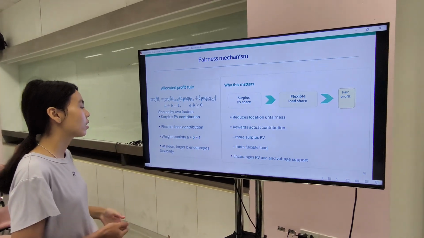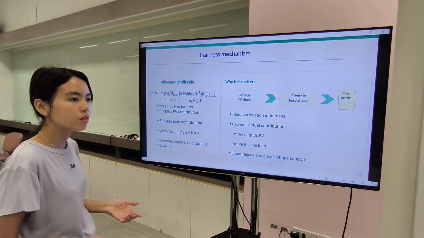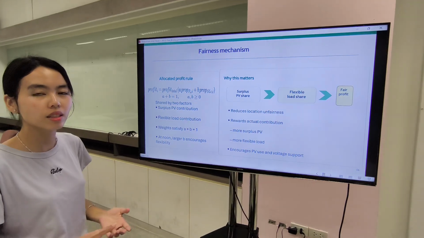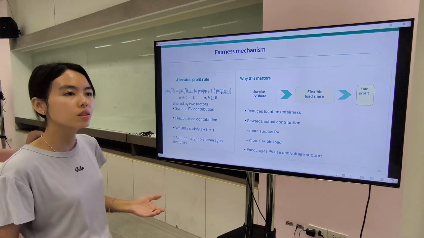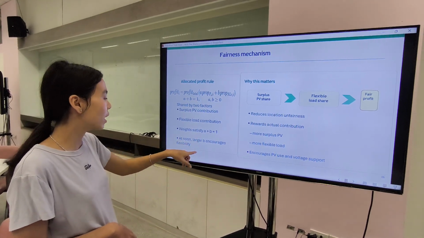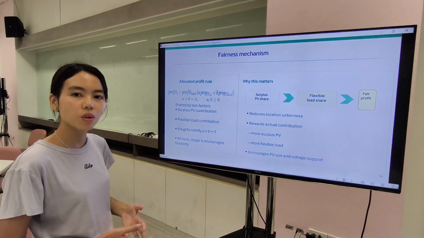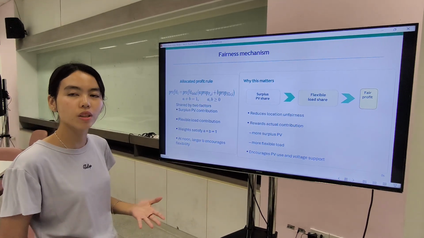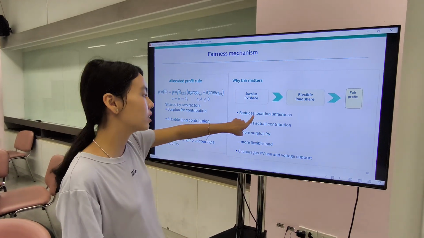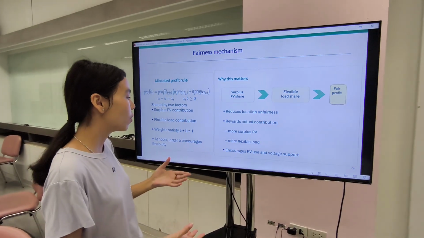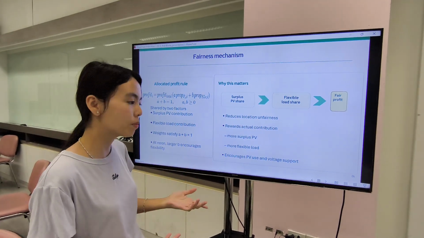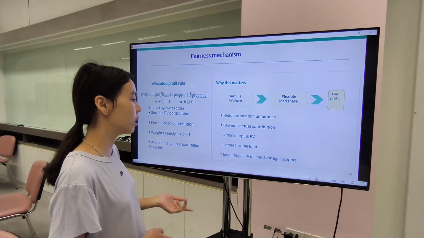In this case, for example, at noon many solar panels produce a lot of power and so this can cause over-voltage. So we need more flexible load and so the system increases the weight to encourage flexibility. So a customer who provides more flexible load can get more profit. So from this mechanism, we can reduce location unfairness, and a customer who provides more surplus PV or more flexible load can get more profit. So it encourages PV use and voltage support.